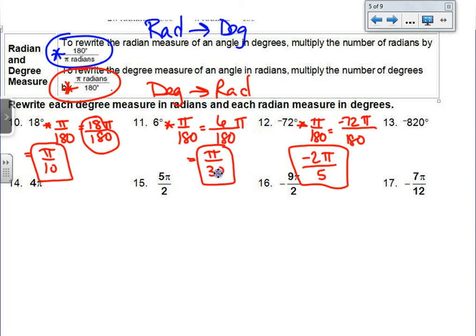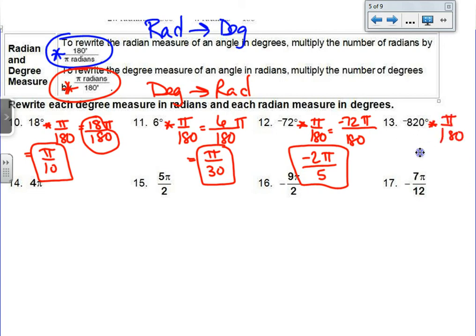How do we get pi over 30? 6 divided by 180 is 1 over 30. And then the pi will just pop up in the numerator. Yep. Yes, it'll always be a fraction. It might not be a beautiful fraction, but it's a fraction. Nope, never.